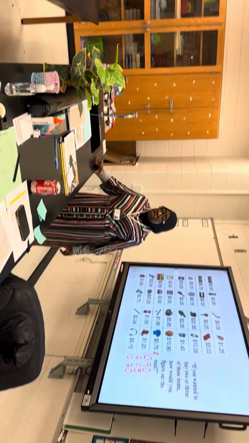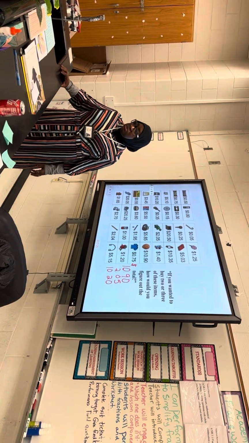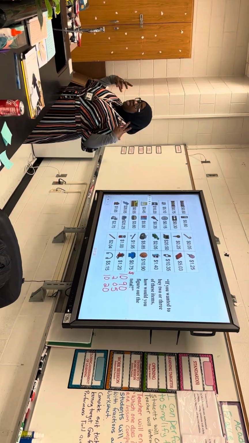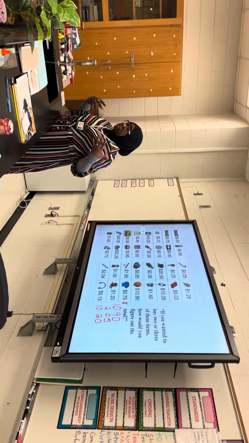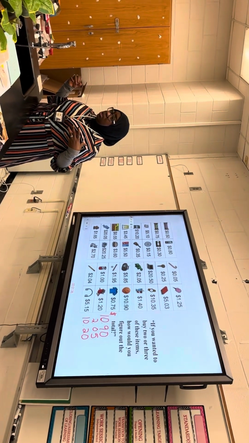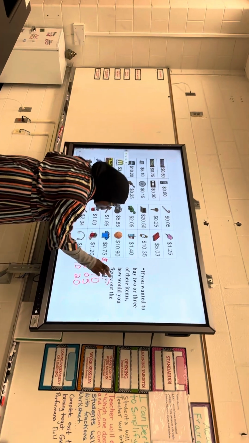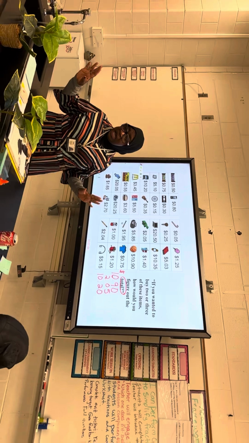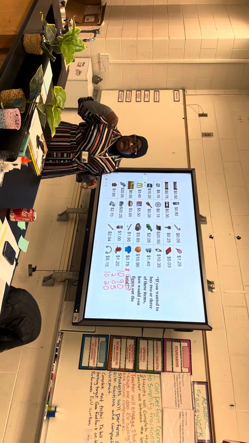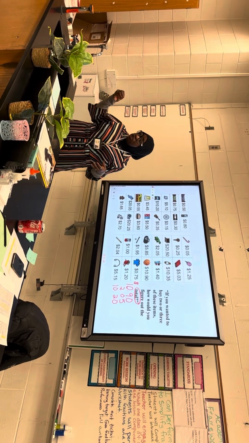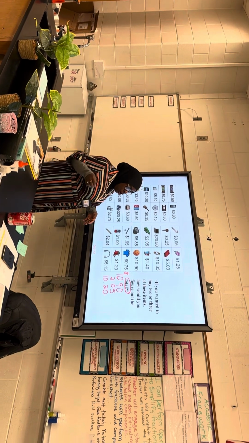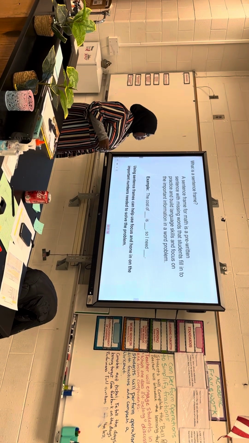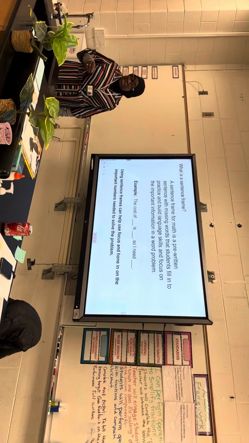Okay, great. What told you to add? What did you read or what did you see that told you, oh, I have to use addition? The word total. Awesome. Good job. The math is not important right now, like what the actual total is. I wanted to know how would you find the total and how do you know which operation to use. Excellent. Good job.